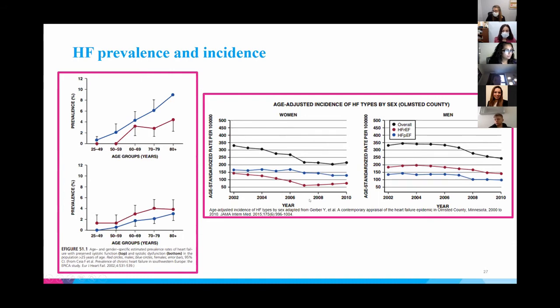Again, here, you have incidence of heart failure types by sex. And if you look over here between men and women, red here is HFrEF and blue is HFpEF. So you see here, in women, a lot of heart failure with preserved ejection fraction, more than heart failure with reduced ejection fraction, the opposite in men.